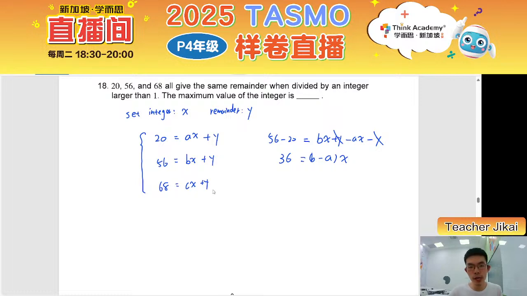So here we know a, b, c, they are quotients. So it means a, b, c, they are integers. So if we know a, b, c are integers, b minus a is what? Also an integer, right? b minus a is also an integer.